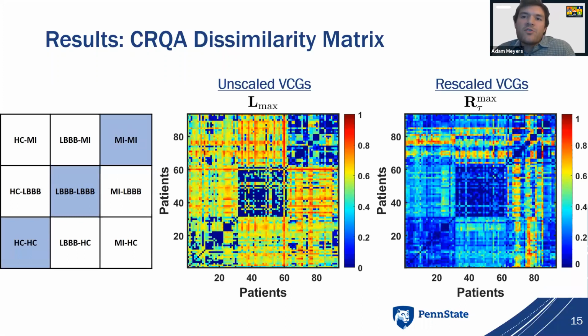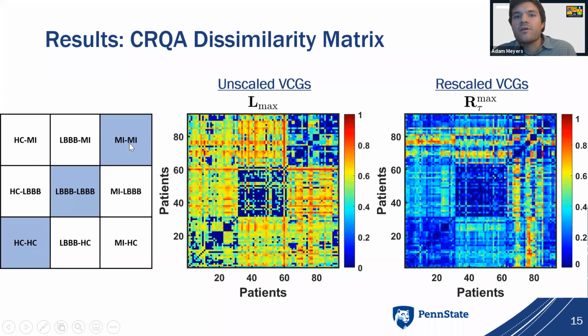Okay, here are some results. This is the CRQA-based dissimilarity matrix. This is for the unscaled VCGs and rescaled VCGs. For the unscaled VCGs, this is showing Lmax, again, the length of the longest diagonal line in the CRP. This one performed the best, so that's why I'm showing it.